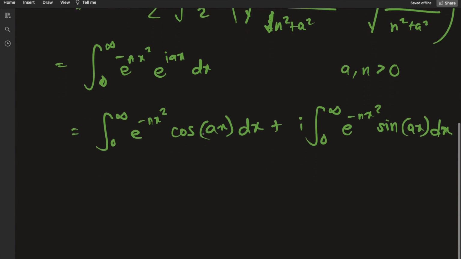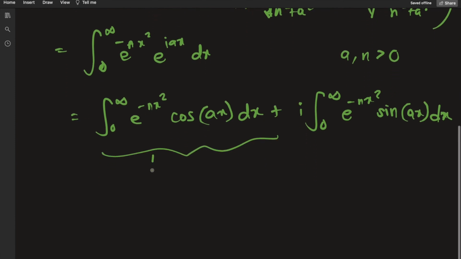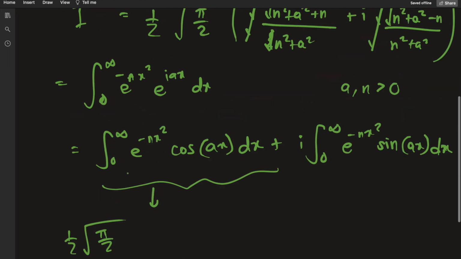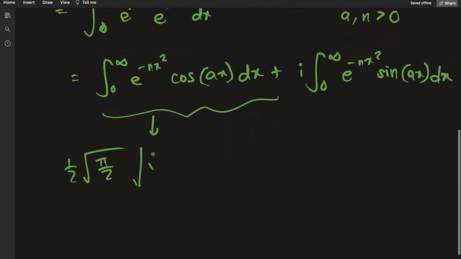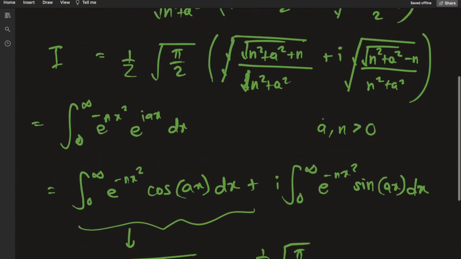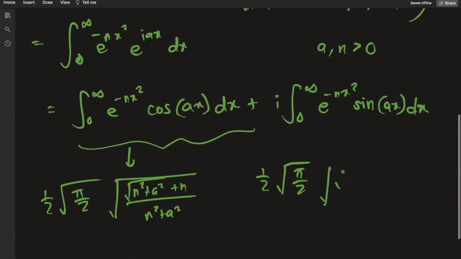And then just compare. So this guy is simply equal to half square root of pi over 2 times square root of n squared plus a squared plus n over n squared plus a squared, and then this is simply equal to half square root of pi over 2 times square root of n squared plus a squared minus n over n squared plus a squared.